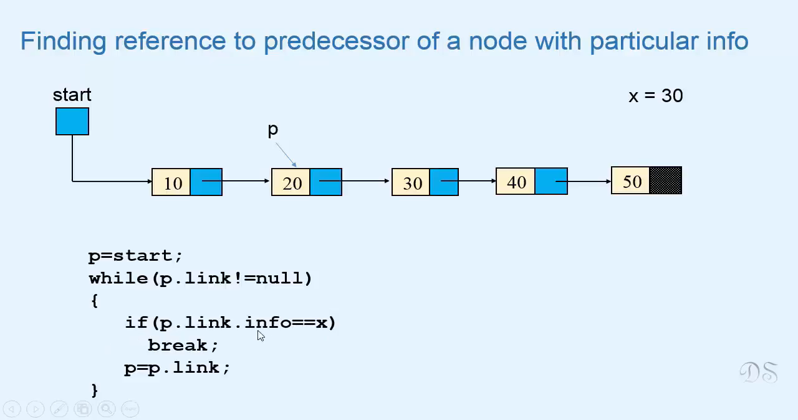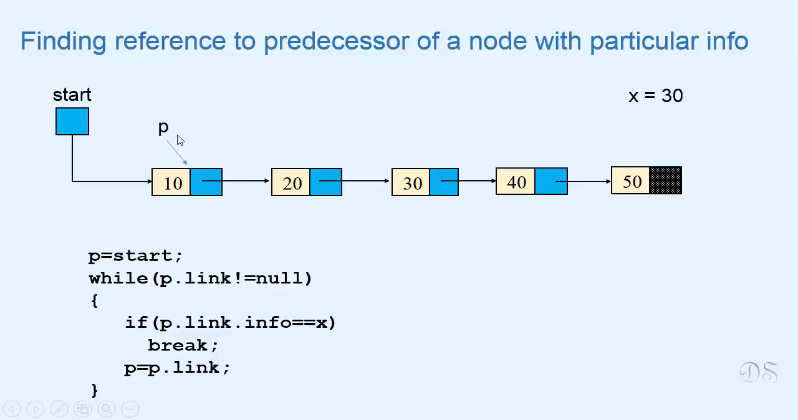Here inside the loop we are checking p.link.info instead of p.info, and the loop condition here is p.link is not equal to null. So this loop will stop when p refers to the last node, because when p refers to the last node, we don't want these statements to work. Now let's see how this code works.